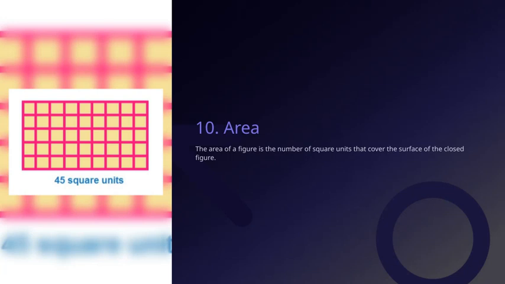The area is basically the amount of space that covers the surface of a closed shape. Think of it as how much surface you'd need to cover that shape with paint or wallpaper. It's measured in square units, which just means units multiplied by themselves, like square inches or square centimeters. The key point here is that the area tells us the size of the surface itself, not just the perimeter or the outline.